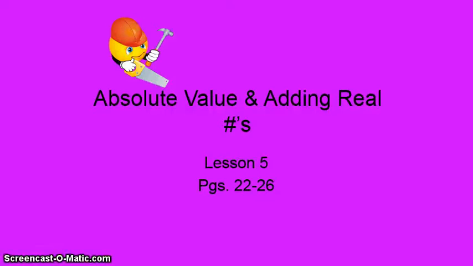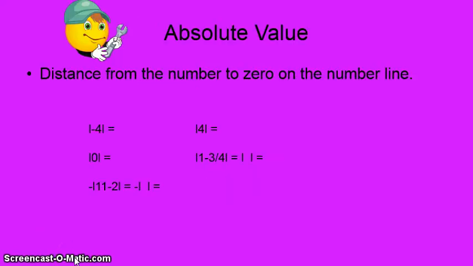In this video, we'll talk about absolute value and adding real numbers, which is lesson 5 in your book, and we're also going to talk about subtracting real numbers, which is lesson 6. Absolute value just means the distance from the number to 0 on the number line.